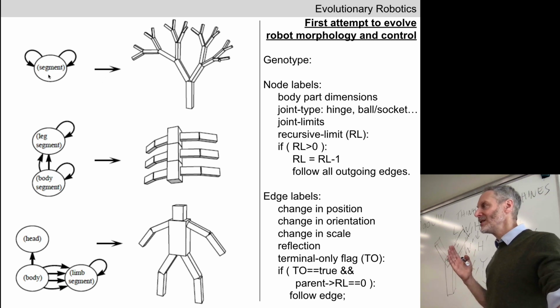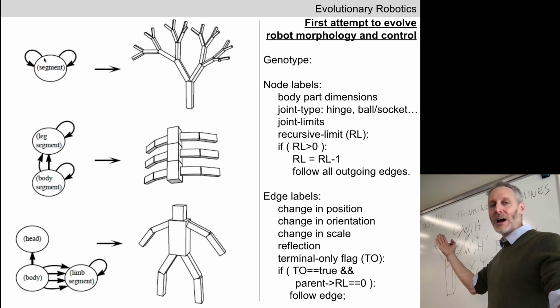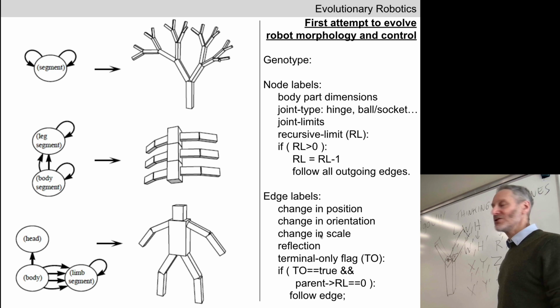Let's take this parent genotype. It produces an identical child graph. And now there's a mutation to the change in scale on one of the edges. Let's imagine a mutation hits this edge, and it hits one of these three numbers. It alters the delta in scale. How does the child look different from the parent? This one's a little trickier. What's going to be different?